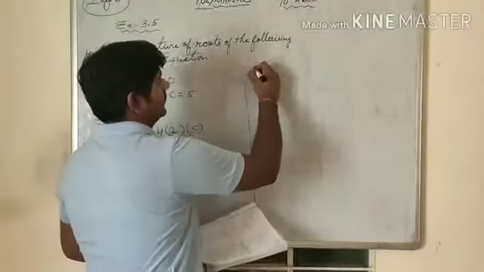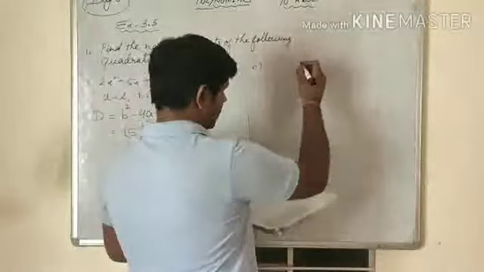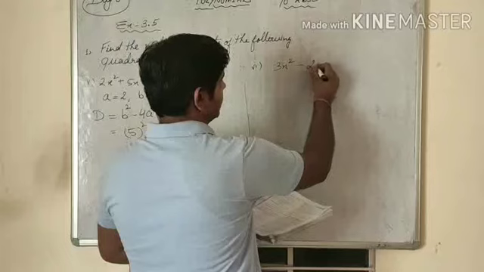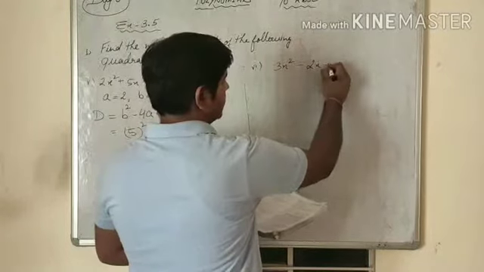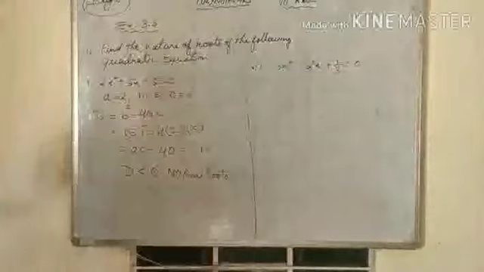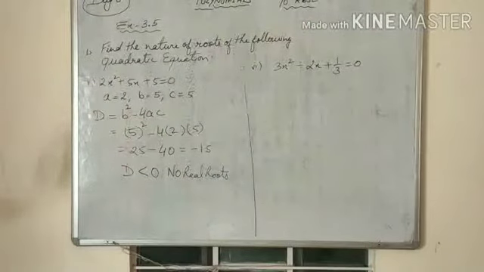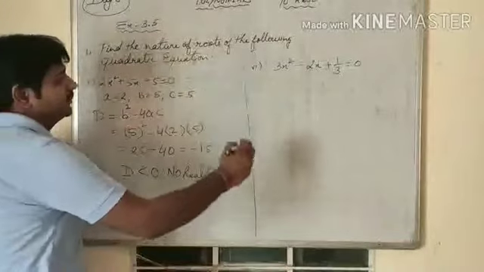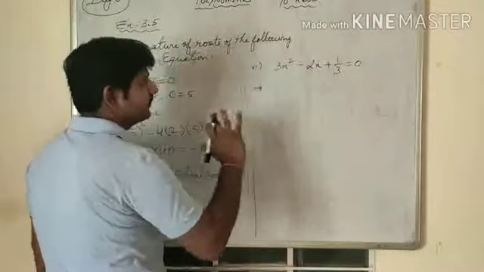Sixth part: 3x square minus 2x plus 1 upon 3 equals to 0. It is the question. In this, 1 upon 3 is written. First of all, we have to convert it into simple form.